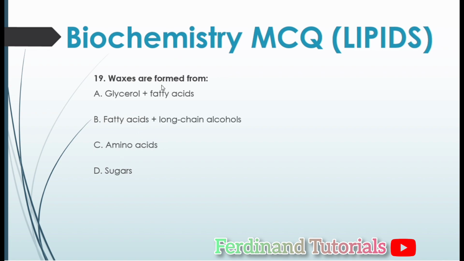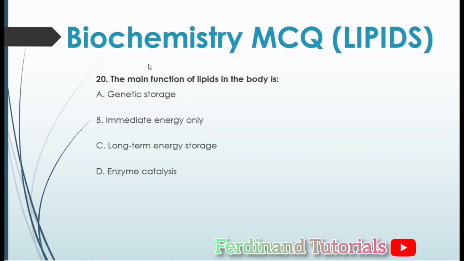Number 19. Waxes are formed from, is it glycerol plus fatty acids? Is it fatty acid plus long chain alcohols? Is it amino acids? Is it sugars? Waxes are formed from what? Fatty acids plus long chain alcohols. That's why we form what? Our waxes.